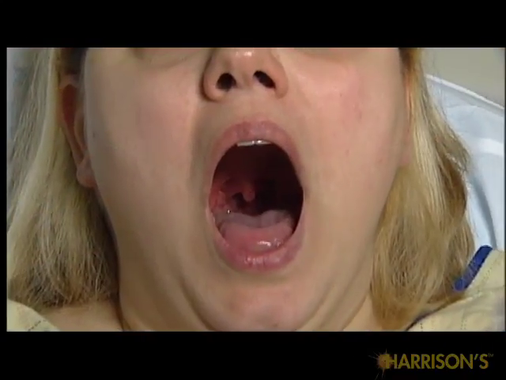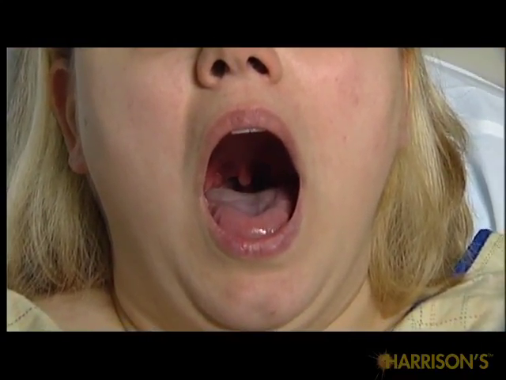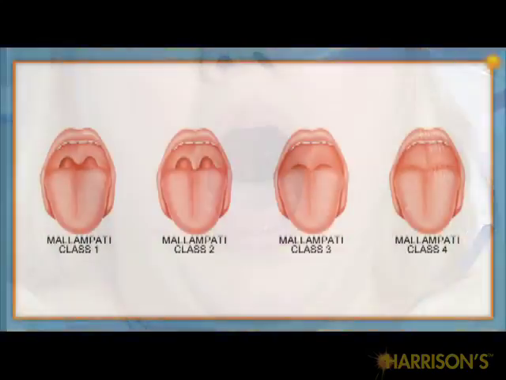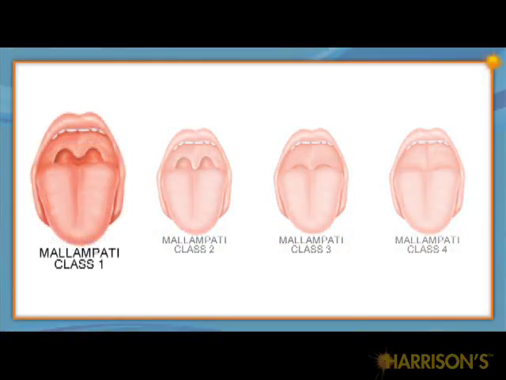The Mallampati score is a classification used to predict difficult intubation. When assessing the Mallampati score, the practitioner asks the patient to open his mouth and protrude his tongue. The score is based on the oral anatomy seen. A Mallampati 1 score is given when all of the uvula, soft palate, and pillars are visualized.